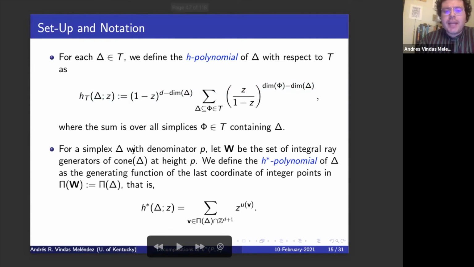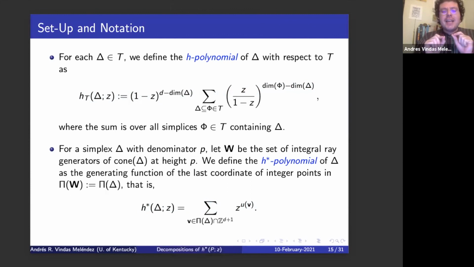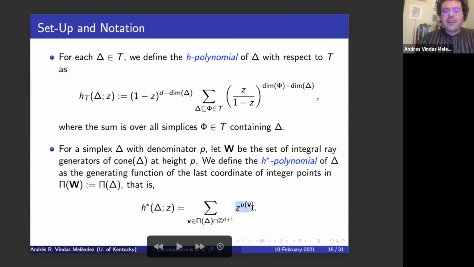For a simplex with denominator P, we're going to let W be the set of integral ray generators of the cone at height P, and we define the H star polynomial of that simplex to be the generating function of the last coordinate of integer points in the fundamental parallelepiped. I'm not saying anything crazy: if I have a simplex, I take its fundamental parallelepiped and care about the integer points in it, and that gives me the H star polynomial of that simplex.